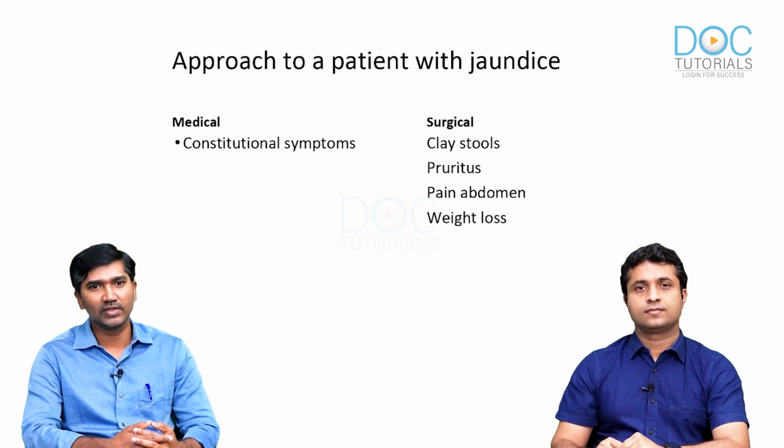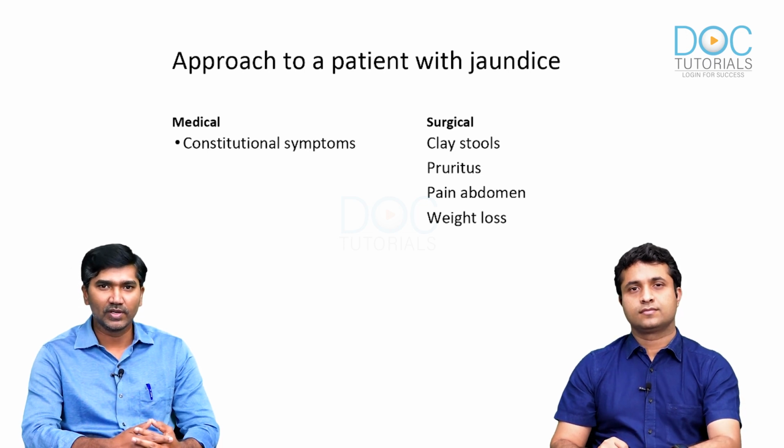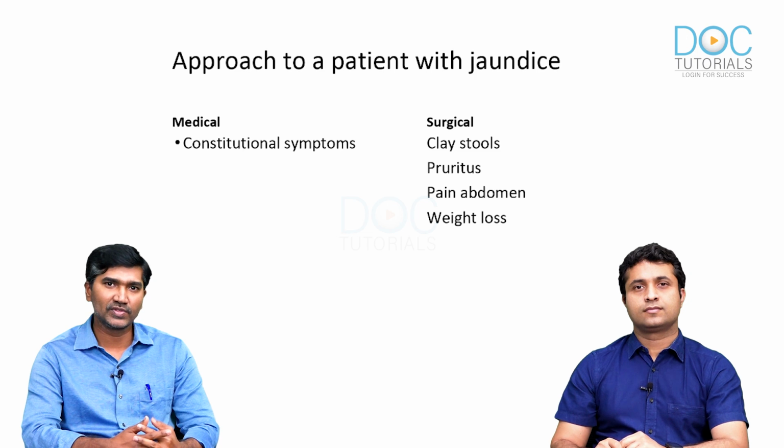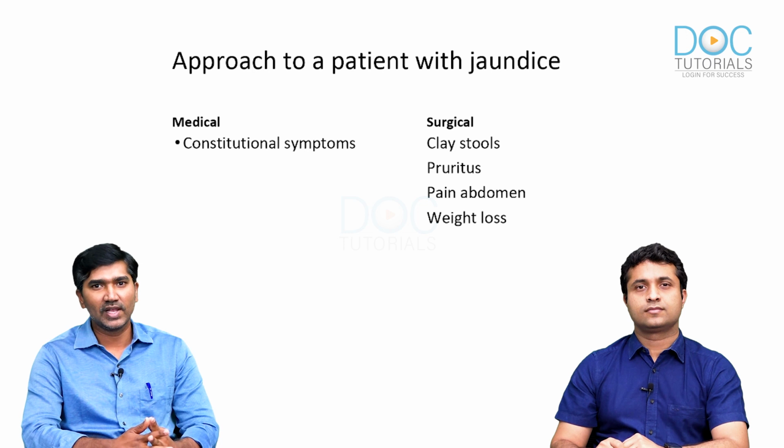Pain abdomen can be seen in both medical and surgical jaundice. In medical jaundice it is right upper quadrant pain because of capsular stretching of the liver, and in surgical jaundice it may be because of pancreatic malignancy. CA head of pancreas can present with pain abdomen. In the same way, choledocholithiasis can also have pain abdomen. How do we differentiate between the pain abdomen of CA head of pancreas and choledocholithiasis? A patient with choledocholithiasis will have recurrent episodes of pain abdomen, around 90% of patients, whereas the pain of CA head of pancreas will be short in duration.